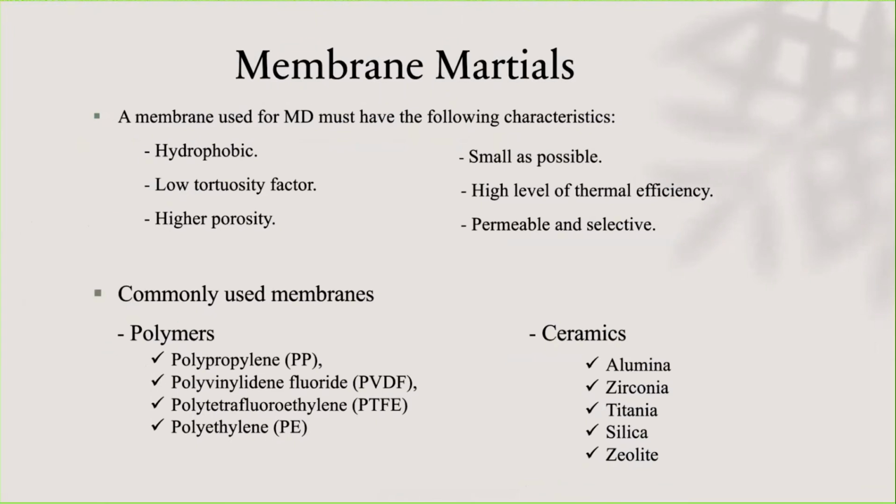Membrane materials. It's essential for a membrane material to be suitable for the process to achieve effective and long-term desalination using MD. So for a material to be suitable, it has to have some important properties: it has to be hydrophobic, the pore size has to be as small as possible, it has to have high porosity and a high level of thermal efficiency. It has to be permeable and selective. Here are examples of commonly used polymers and ceramics.